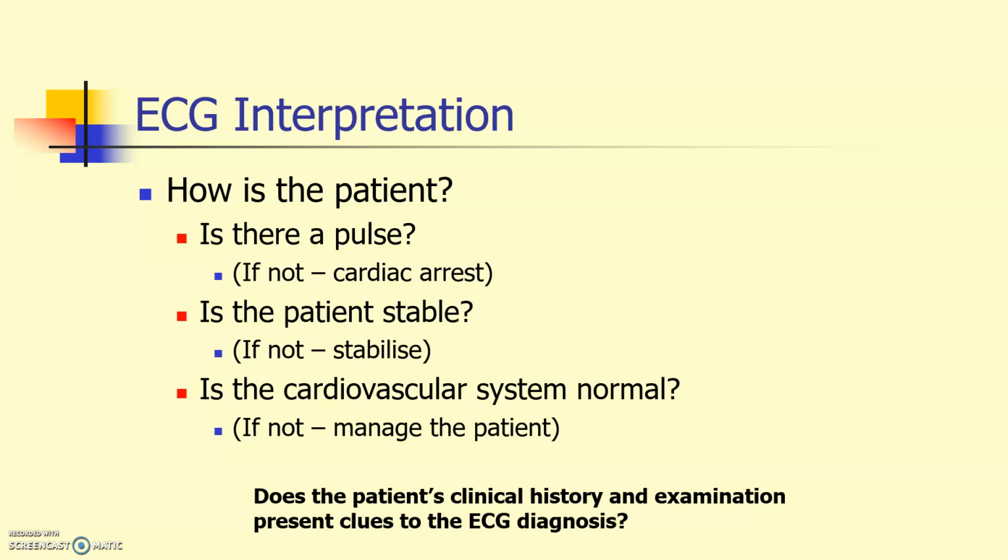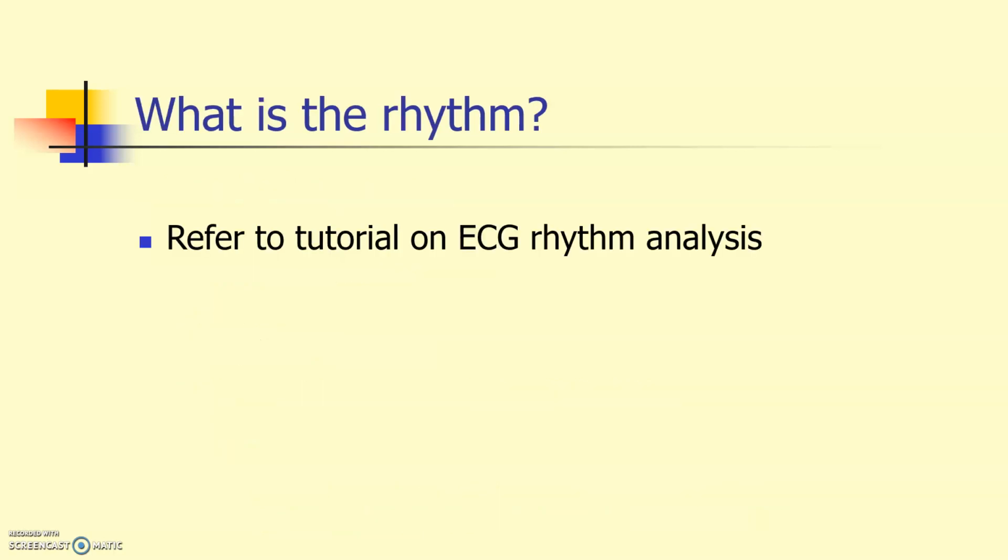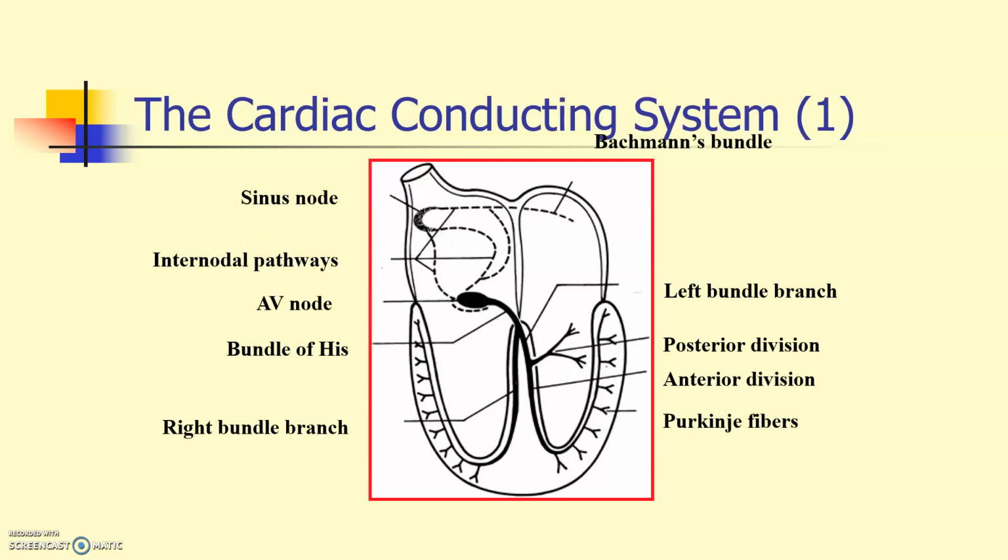And if the cardiovascular system is not normal, then we need to deal with that while we look at our ECG. It's also important to think about the patient's clinical history and examination, as this may give us clues to what the ECG is showing us. Things like chest pain, shortness of breath, syncope may be very important in interpreting the ECG in front of us. For the rhythm diagnosis, we will spend an entire lecture, part 4 of this series, on rhythm analysis.